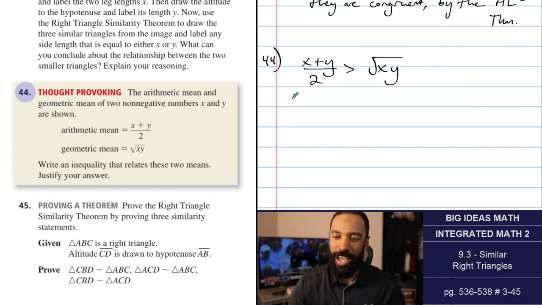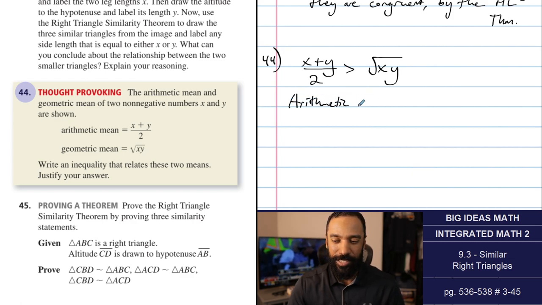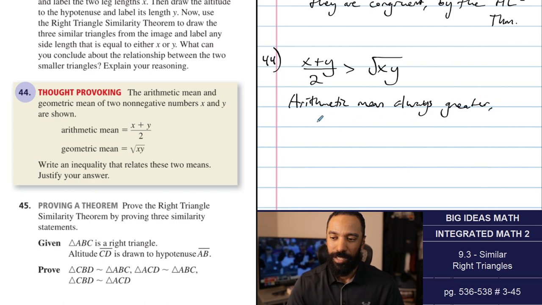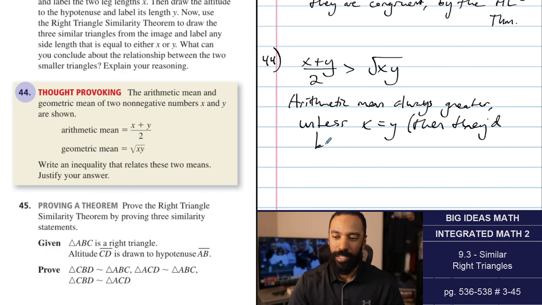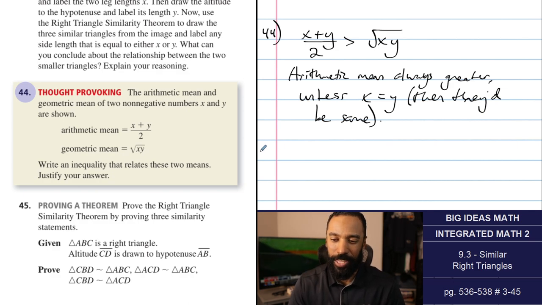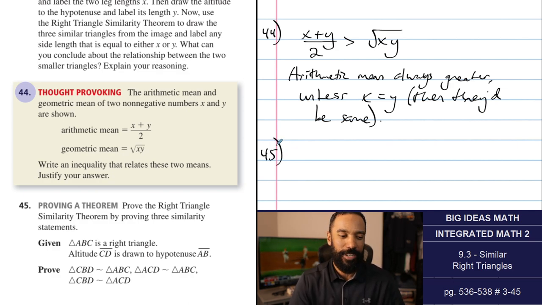I know what I'm talking about. Arithmetic mean, always greater, unless x and y were the same value. I should have typed this. Unless x equals y, then they'd be the same. I don't think I'm supposed to calculate anything. I don't know why my handwriting is so bad on this right now. I think it's just some form of rushing because I want to be done with it.